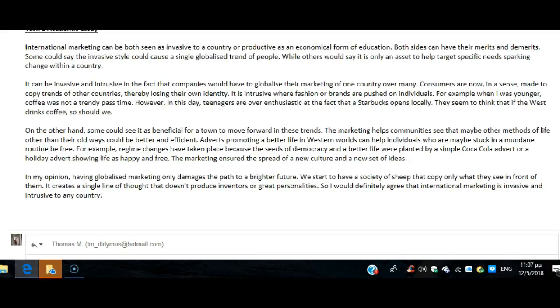Okay, so moving on. "It can be invasive and intrusive in the fact," what is it? You're starting a brand new paragraph, so don't just assume that the reader knows what you're talking about. Refer to it again. Also, don't forget you've used in your previous paragraph like 50 different nouns. So you start a new paragraph with "it," and the reader doesn't know what that "it" refers to. "So international marketing can be invasive and intrusive in the fact that companies would have to globalize their marketing of one country over many. Consumers are now," I don't know what that means really.